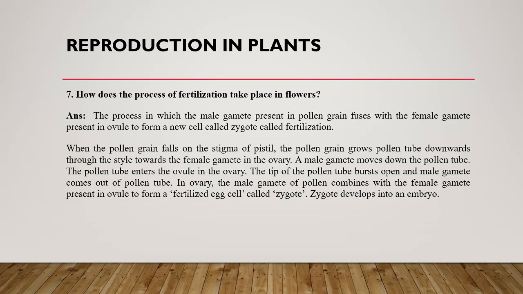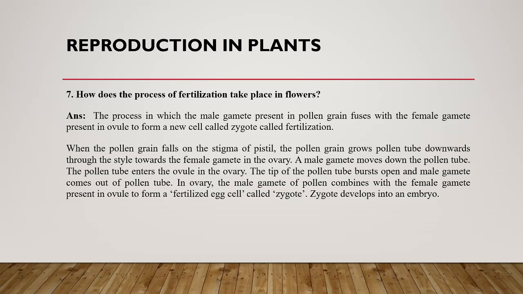What is stigma? It is part of the female reproductive part. The female reproductive part has three parts. The above-most portion is the stigma, the cylindrical, tube-like portion is the style, and the basal portion is the ovary. So the pollen grain from the anther comes onto the stigma, and then it moves downward through the style and then reaches ultimately the ovary.